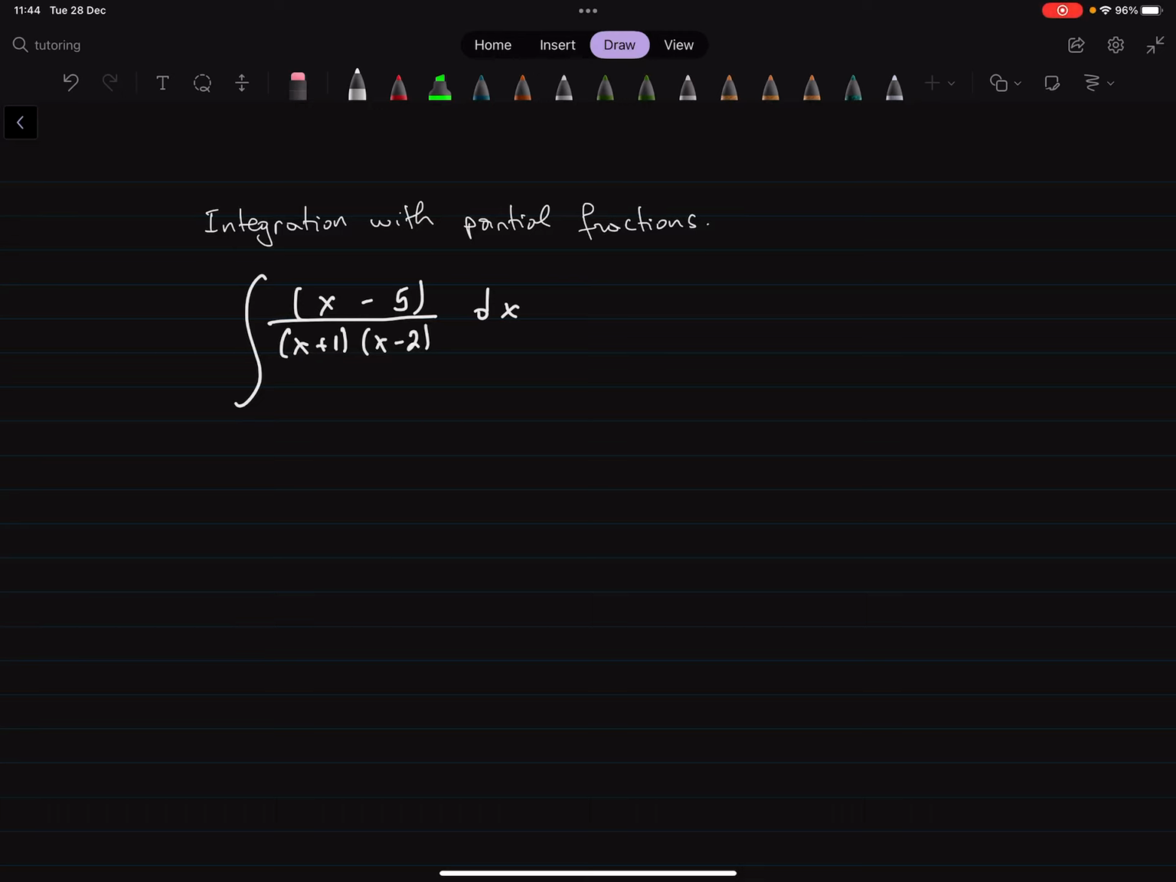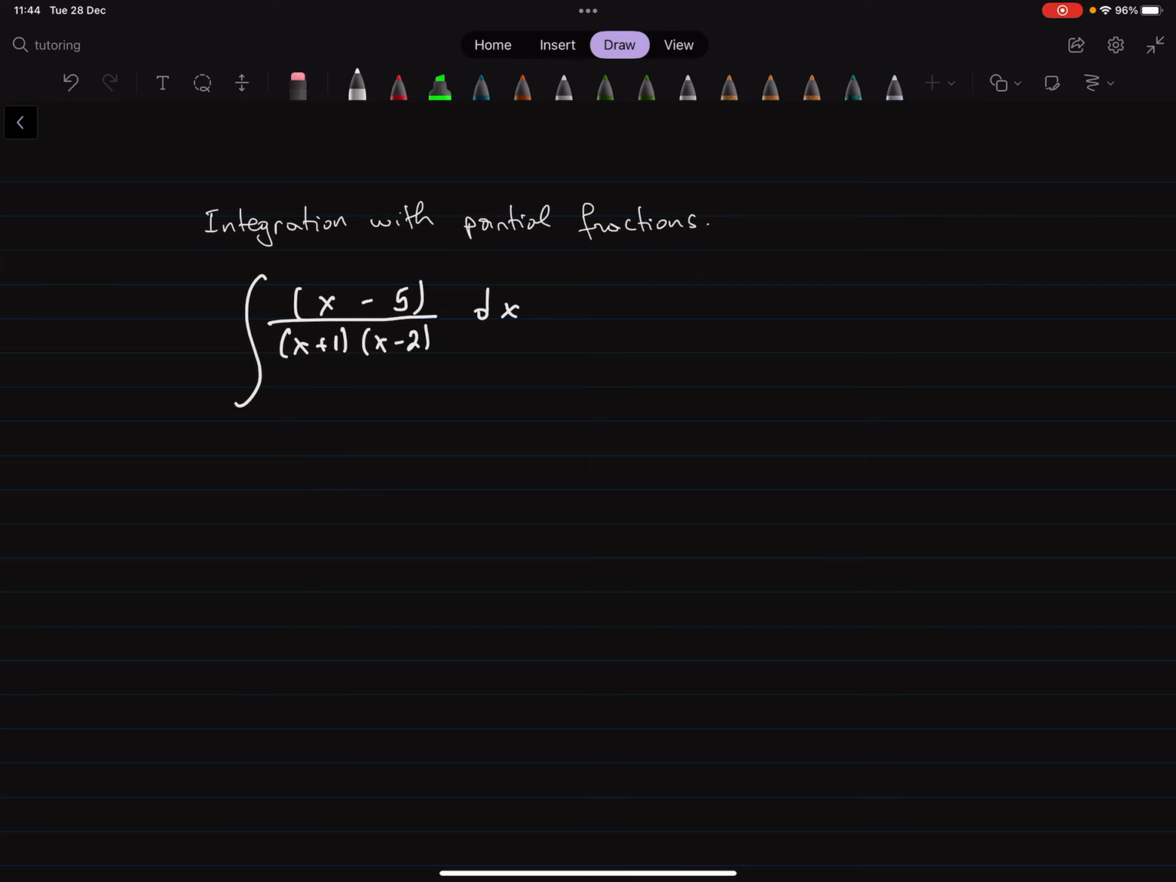Hi guys, my name is Kanedri, and today we're going to be going through integration with partial fractions. So we've got the first integration, given in the form of x minus 5 over x plus 1 times x minus 2 dx. And obviously from the title you can see that we need to use partial fractions.